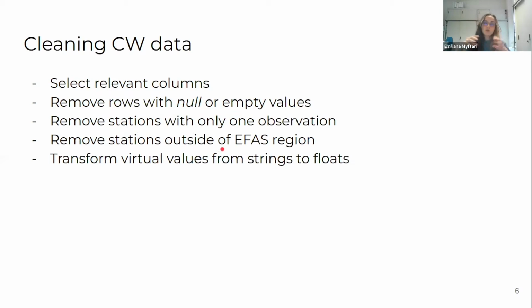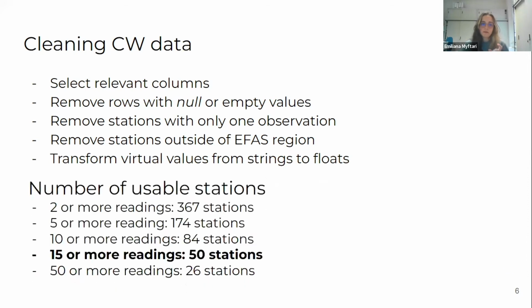Since the CrowdWater project is worldwide, we concentrated mostly on the EFAS region, and so we removed all the stations that were outside the EFAS region, so the pan-European domain. And then the last thing we did was transforming the values of the virtual scale. As we saw before, they were text like -1, +3, and so on, and we transformed them into numbers that we could actually use.